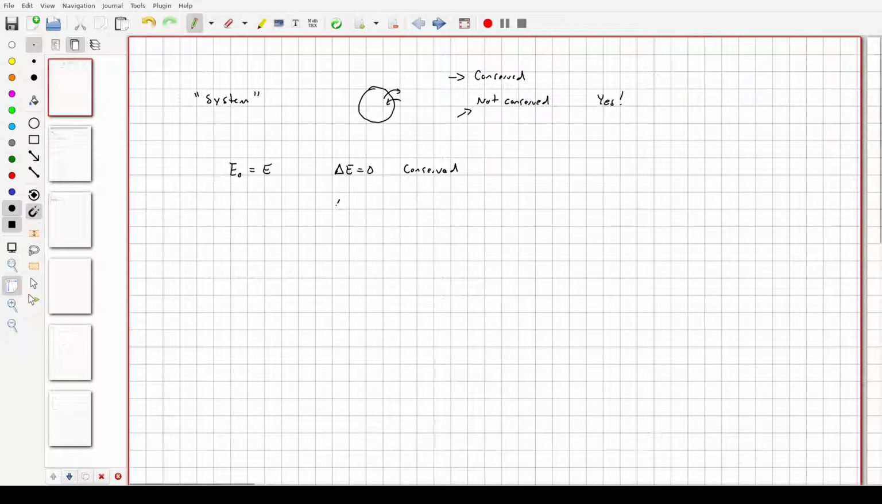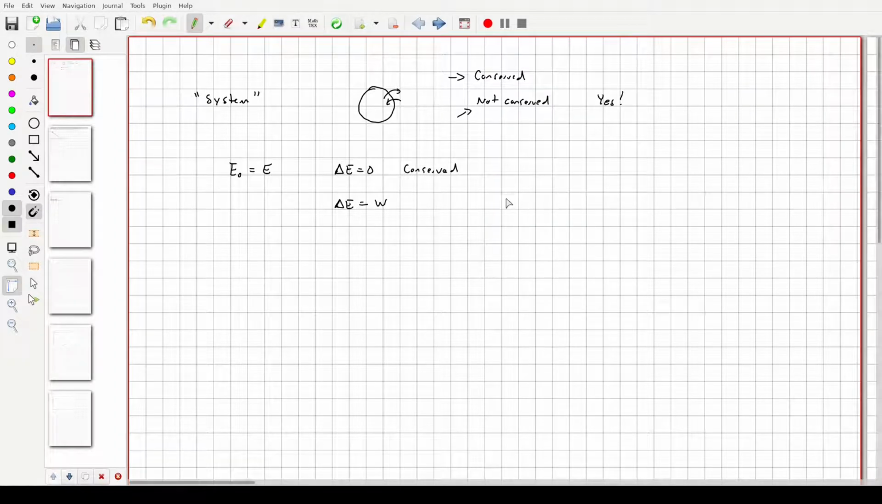Now, a lot of times, though, what happens is that the initial energy and the final energy aren't equal to each other. And that's because there's something going on inside the problem that allows the energy in question to be lost to the outside.